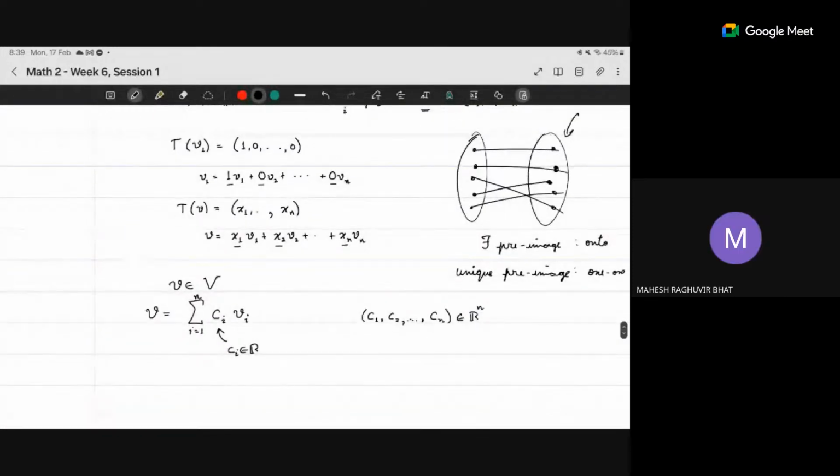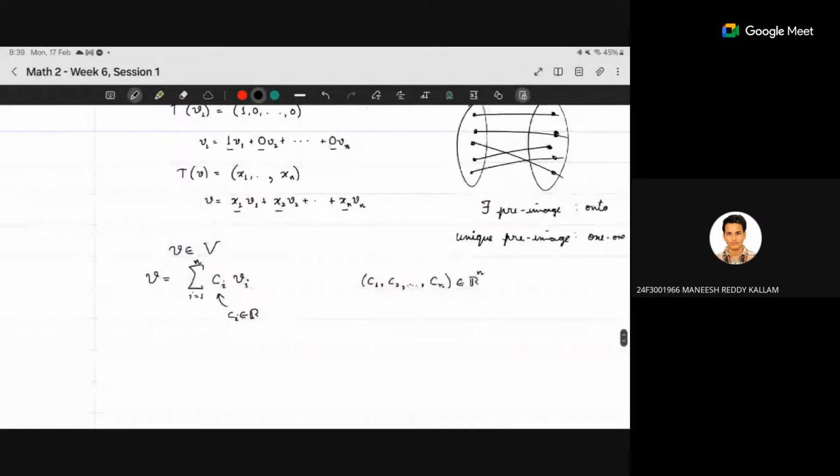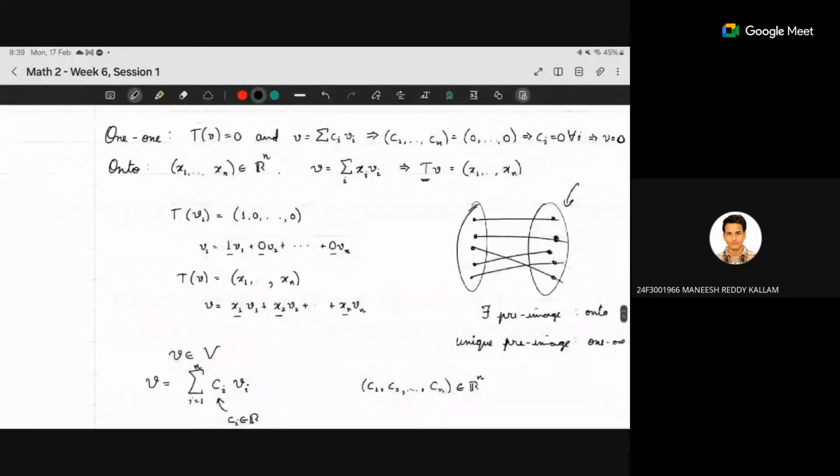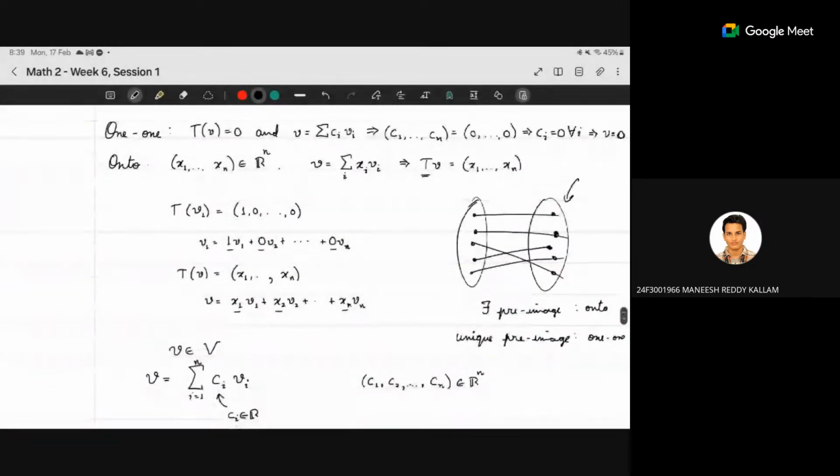Sir, I have seen tutorial videos of week 5 where one of the ma'am is using the rank nullity theorem. She has proved one-one or onto. Can we use that method also? Rank nullity maybe does not come in week 5. Does it come in week 5? I don't think so. Rank nullity comes a little bit later.